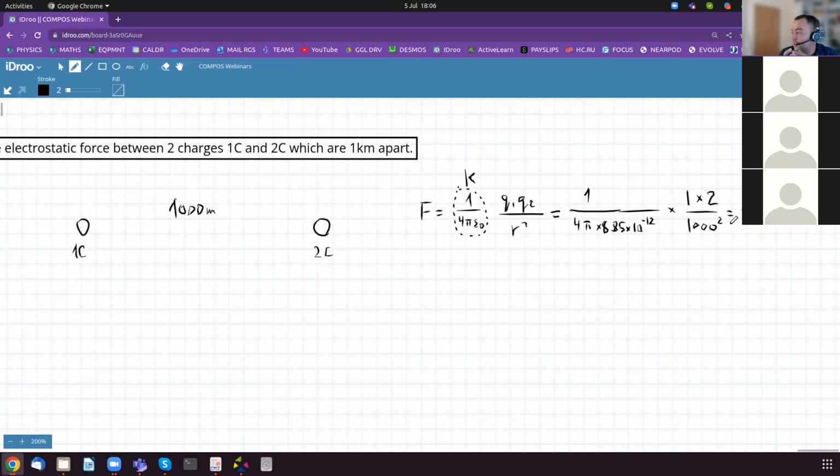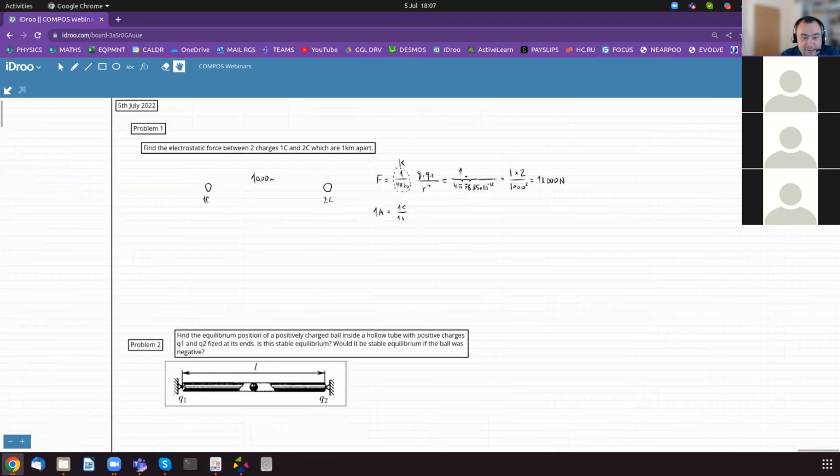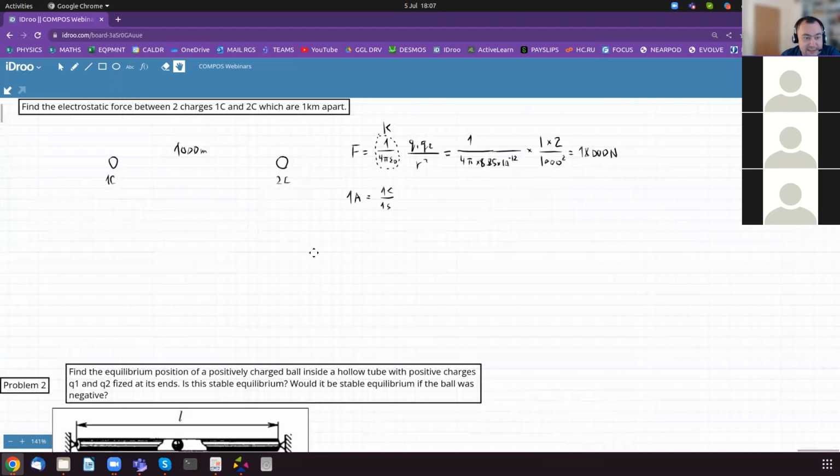And when you consider current, for example, 1 ampere means 1 coulomb per second. That means 1 whole coulomb of charge flows in 1 second. So 1 ampere is a lot of current. So that's quite an interesting one. So yeah, not a mistake. It just is.